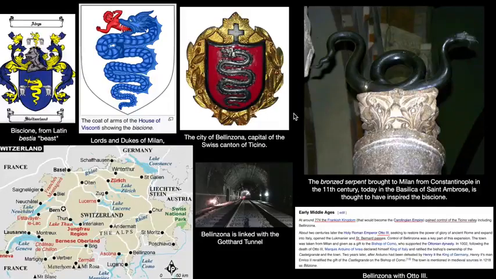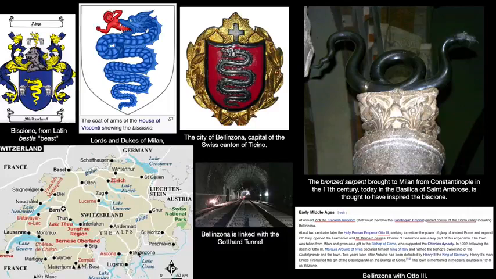Let's have a look at where the Biscione came from. It was derived from the Latin bestia, the beast. It was originally the coat of arms for the House of Visconti, the lords and dukes of Milan. The city of Bellinzona also has the Biscione. They're in the capital of the Swiss canton, Ticino.